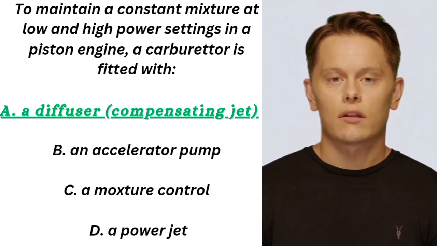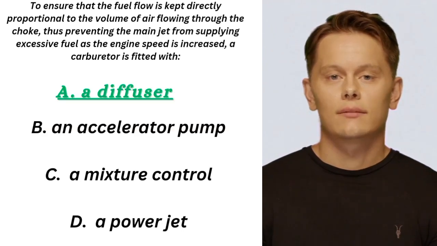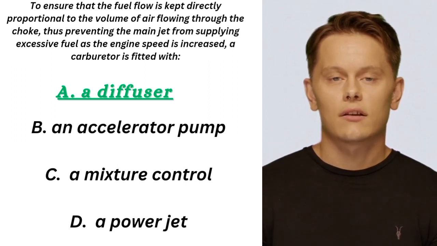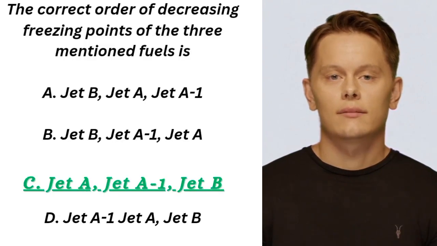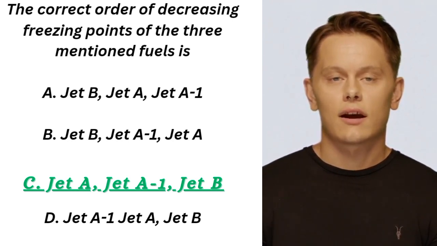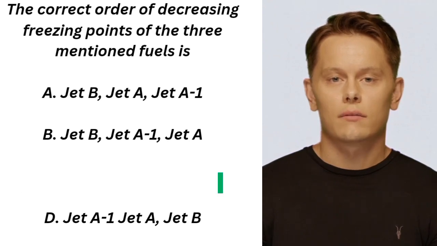A diffuser compensating jet. Question 55. To ensure that the fuel flow is kept directly proportional to the volume of air flowing through the choke, thus preventing the main jet from supplying excessive fuel as the engine speed is increased, a carburetor is fitted with. The answer is A. A diffuser. Question 56. The correct order of decreasing freezing points of the three mentioned fuels is. The answer is C. Jet A, Jet A-1, Jet B.